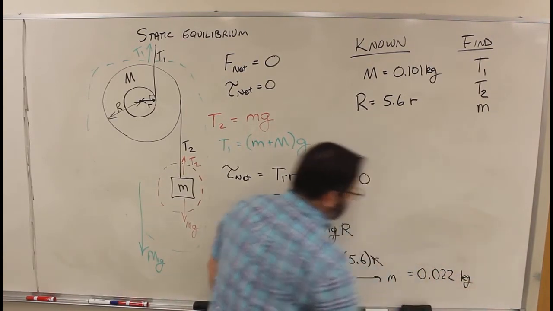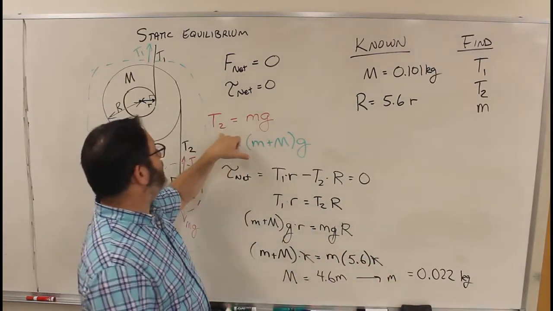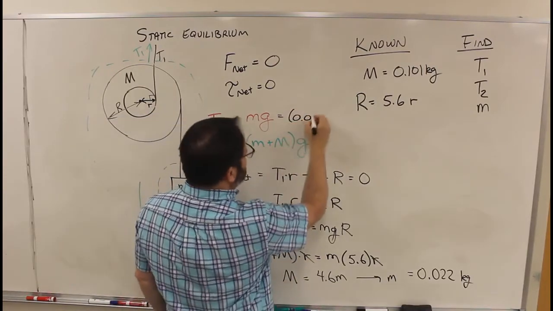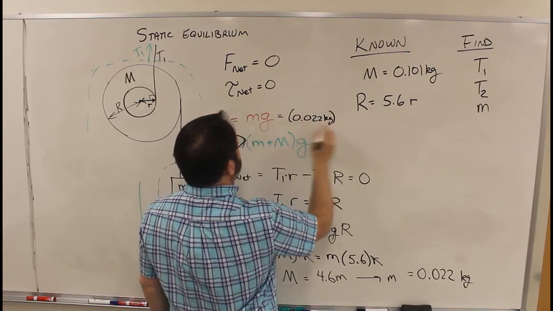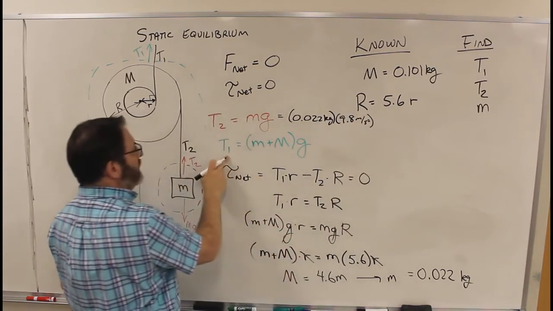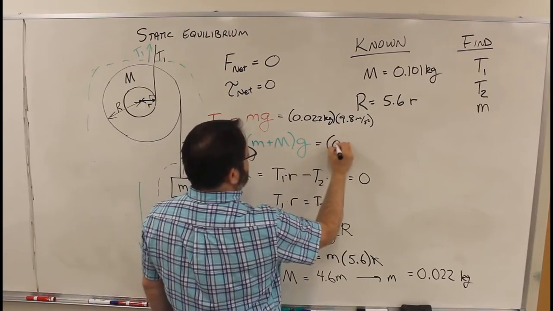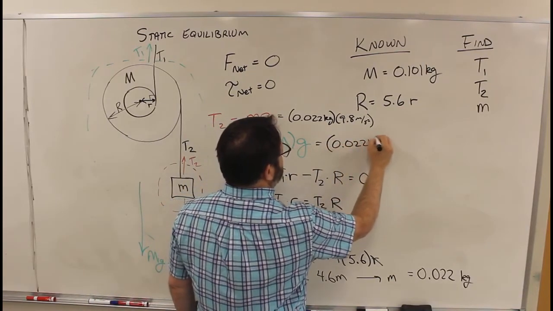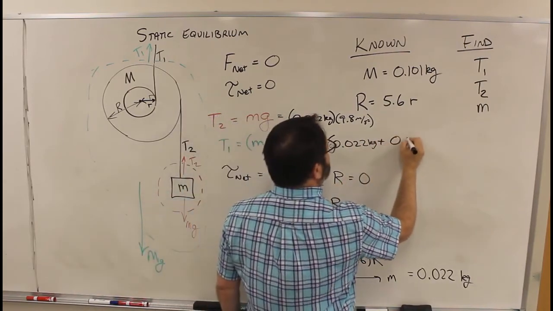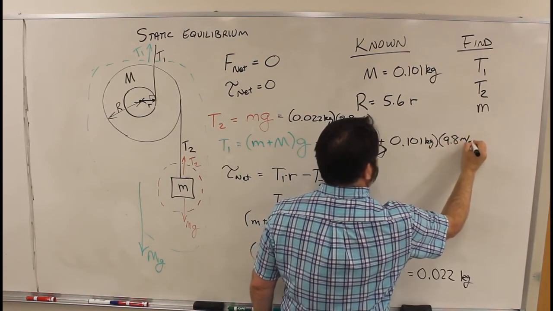Little m is 0.022 kilograms. Now since we have little m, we can come back up here and find T2. So T2 is 0.022 kilograms times 9.8 meters per second squared. And then T1 is 0.022 kilograms plus 0.101 kilograms times 9.8 meters per second squared.